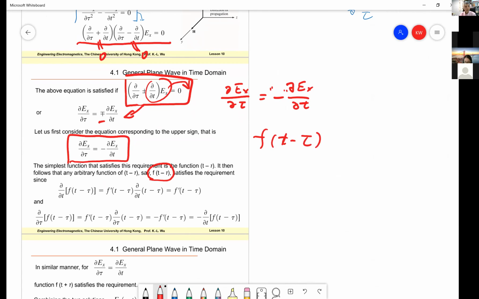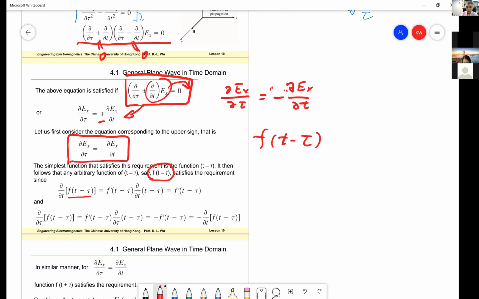all satisfies this equation. You see, let's verify this, right? So let's look at the right-hand side, okay? Let's look at the right-hand side. On the right-hand side, I substitute f as my solution into it.